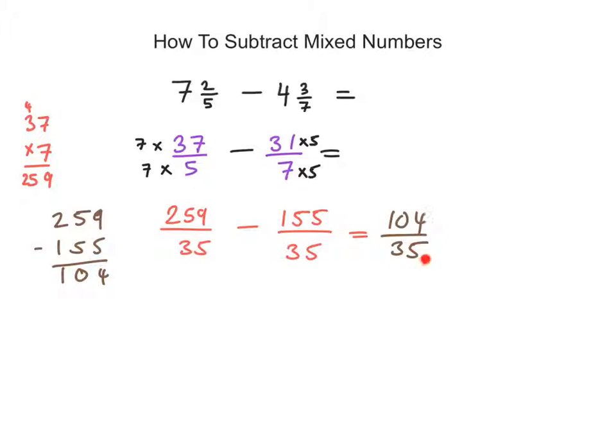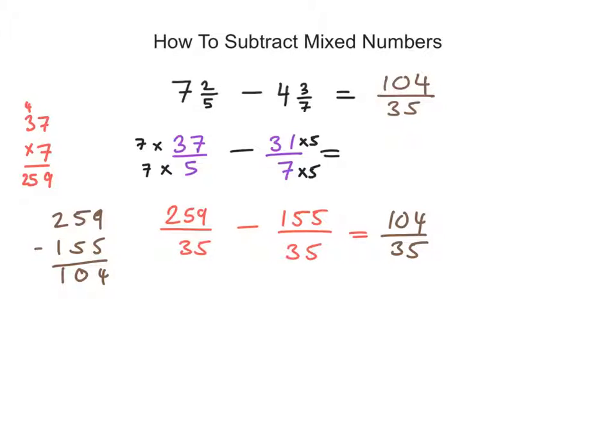Now, can I simplify this? Well, is there a common factor? Is there a number that divides 104 and divides 35? No, there isn't. This is already simplified. You cannot simplify this any further. So my answer to this subtraction here is 104 over 35 as an improper fraction.